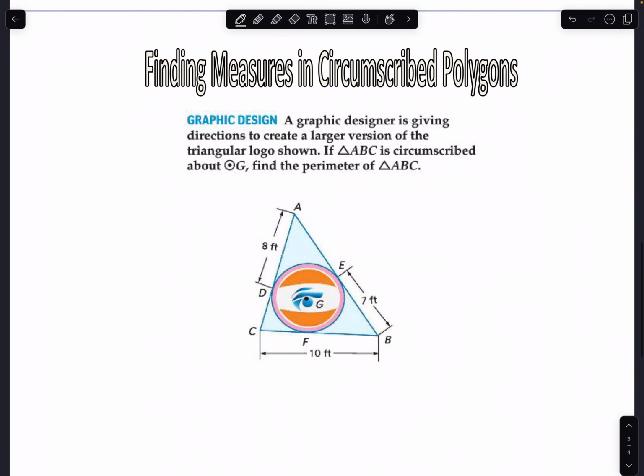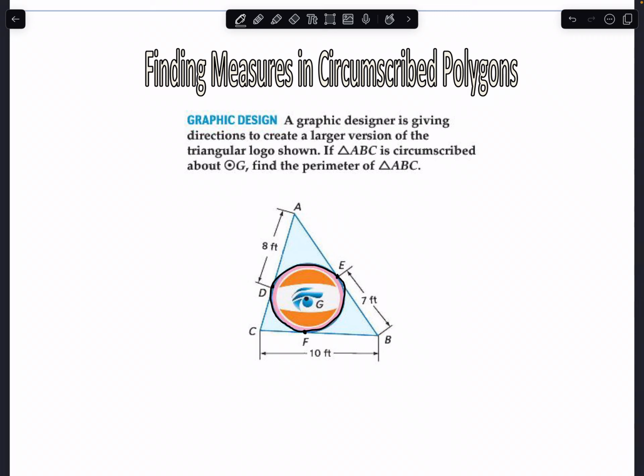So here we have a circumscribed polygon. If we review back to 10.1, parts, definitions of circles, when a polygon is circumscribed, it means that the polygon will fit perfectly inside the other. We have this circle that is circumscribed, right? And we have this polygon that goes around it.